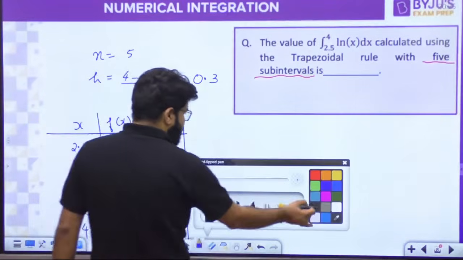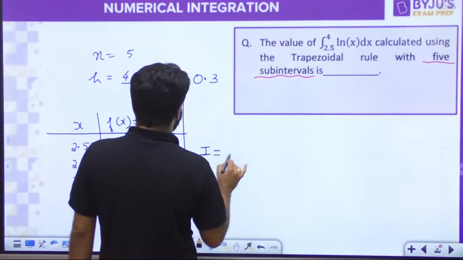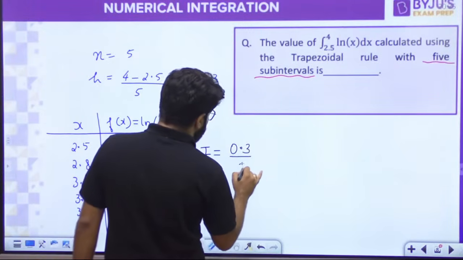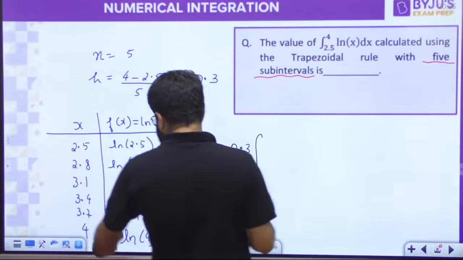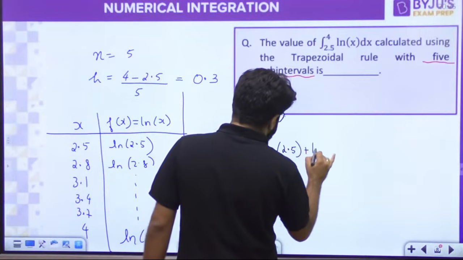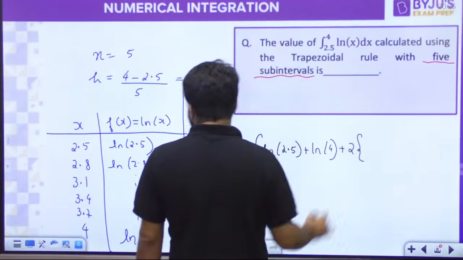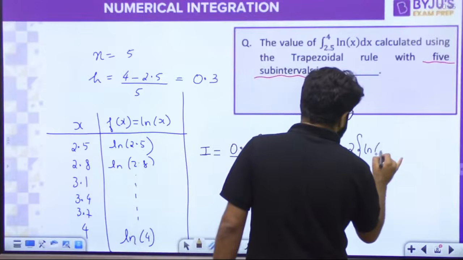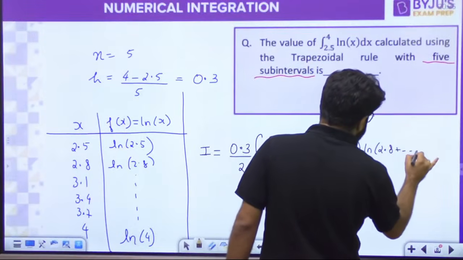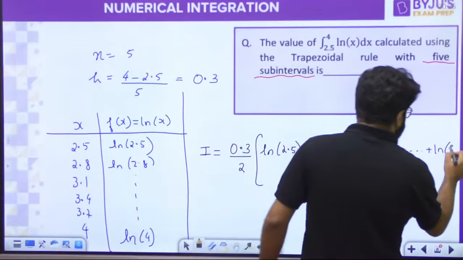So what is the value of the integration? H by 2. What is the step size? Directly putting in the formula 0.3 by 2. FA plus FB end points: log of 2.5 plus log of 4. Right, end points. Plus twice the intermediate values. That is twice log of 2.8 से लेके log of 3.7.